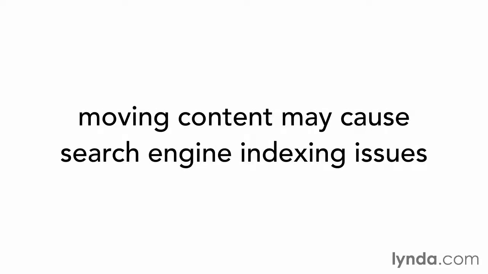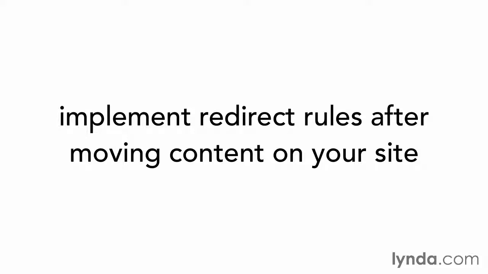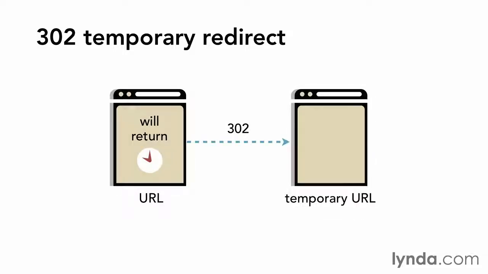Another reason that duplicate content may exist is because content may have been moved from one location to another on your site. The old location and the new location could potentially be in the search engine's index at the same time. And to avoid this situation, whenever you move content around, it's important to implement redirect rules. There are a few redirect types that you or your webmaster can use, but let's take a look at two in particular. The first is known as a 302 or temporary redirect.